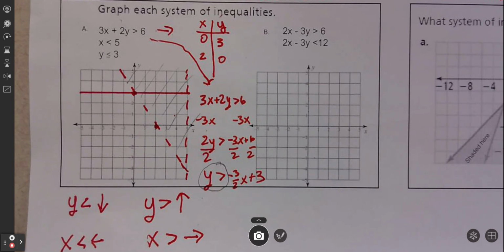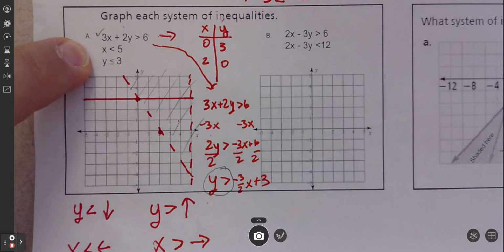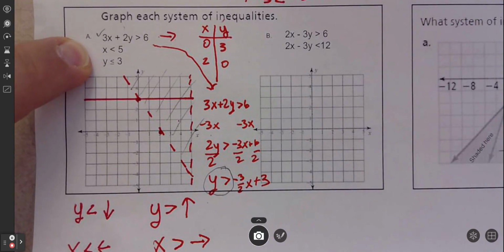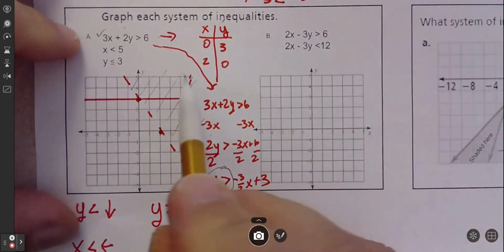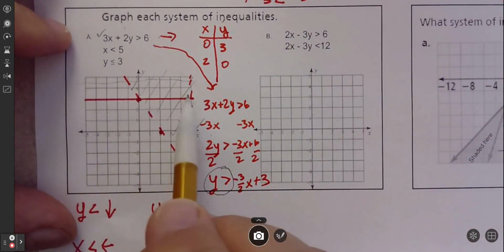And I'm going to come to a point where I'm either going to make one area very dark or I'm going to even bring out my eraser. So I did that one. The next one, x is less than 5. Which way is that? To the left, right, of this dotted line. So that one is this way.